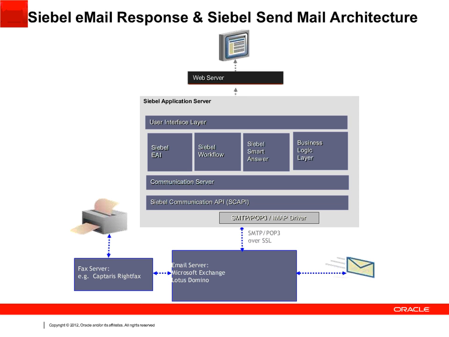This is the architecture diagram of Siebel email response and Siebel send email. Here we see the Siebel application server, which comprises the user interface layer and other components like Siebel AI, Siebel Workflow, Siebel Smart Answer, and the business logic layer. It also has the communications server, which includes the communications inbound receiver, communications inbound processor, communications outbound manager, and communications session manager. Next, we see the Siebel Communications API.